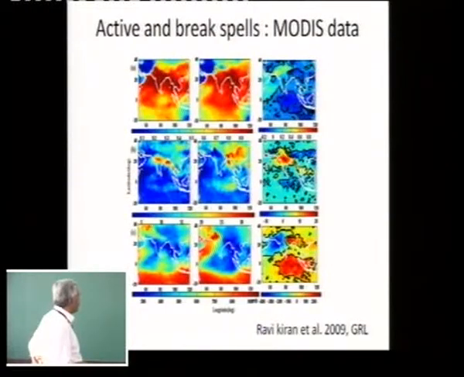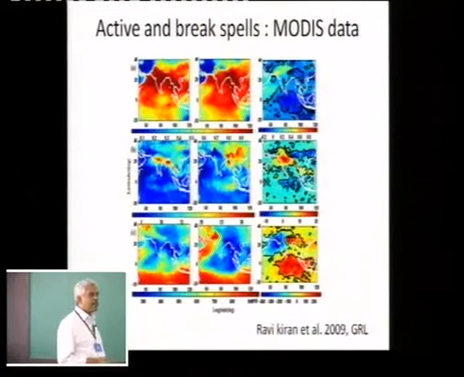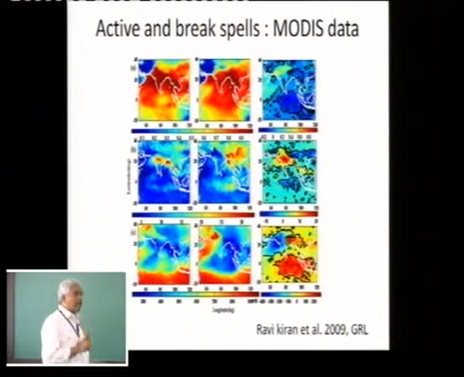But what you get is the cloud optical depth, this is the active and this is the break. There is a large difference of cloud optical depth between active and break. So during active spells, what we get is deep convective clouds. And this is the cloud top pressure. You can see the clouds are very deep, whereas here the cloud top pressure is not very high.